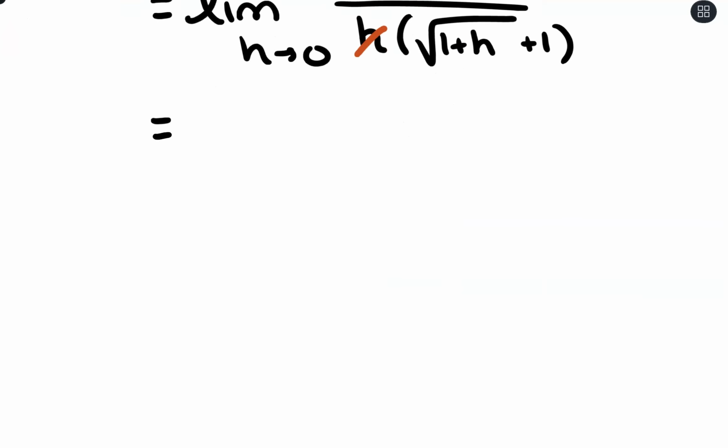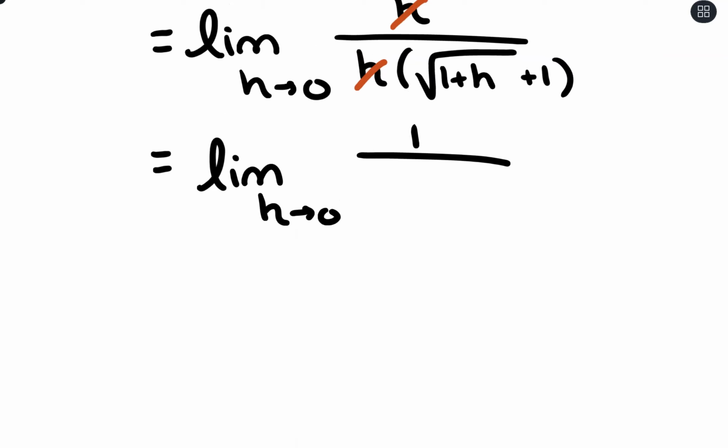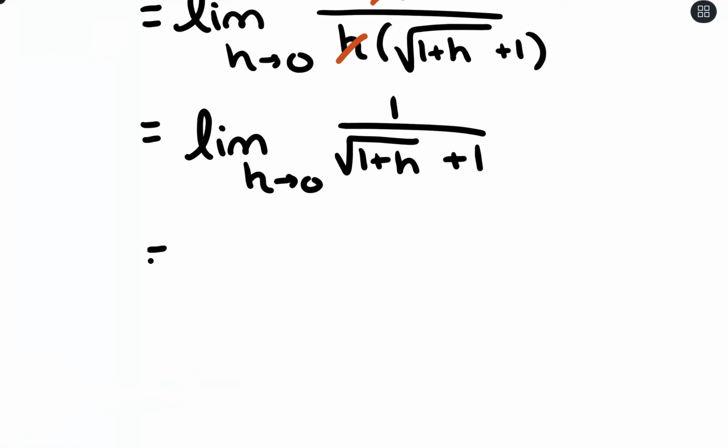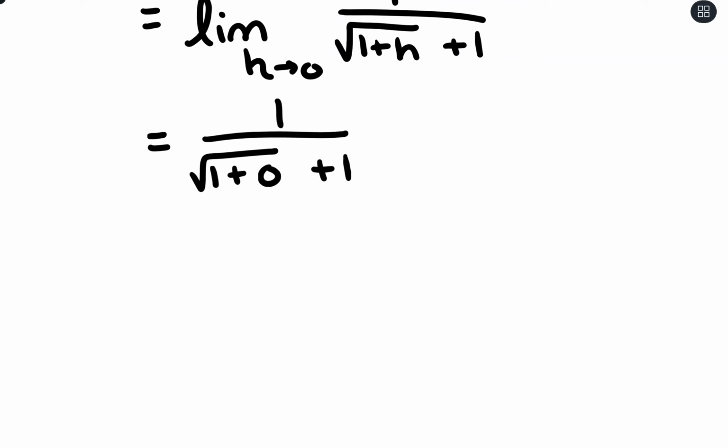So now what I can do is I'll have the limit as h approaches 0 of 1 over root 1 plus h plus 1, and now I can plug in 0. So now I can finish evaluating the limit of 1 over root 1 plus 0 plus 1, which would be a 1 plus 1 in that denominator, so we're getting out a 1/2.